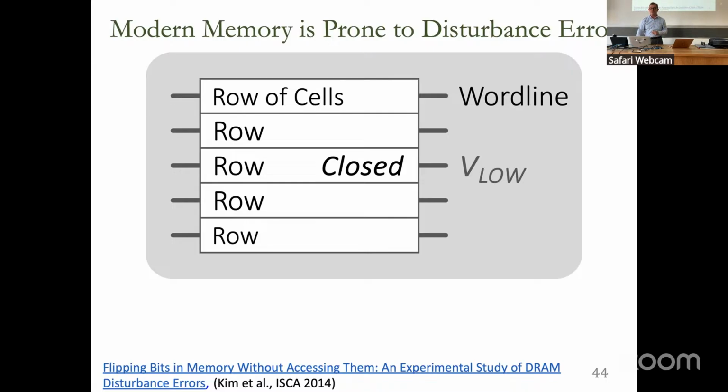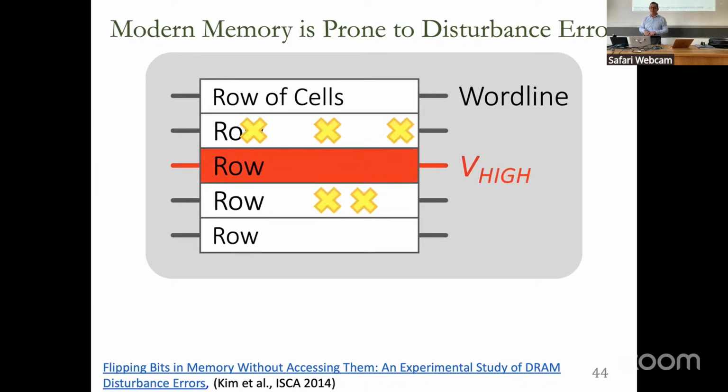Now, this is all legal operations. It turns out if you keep doing this repeatedly, activate, precharge, activate, precharge, activate, precharge, completely legally. We're not violating anything in DRAM. Completely legally, enough times before the cell gets refreshed, it turns out some vulnerable cells in physically adjacent rows lose their data and they get corrupted.